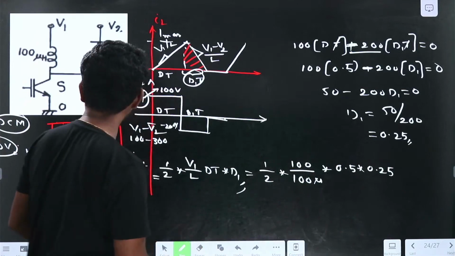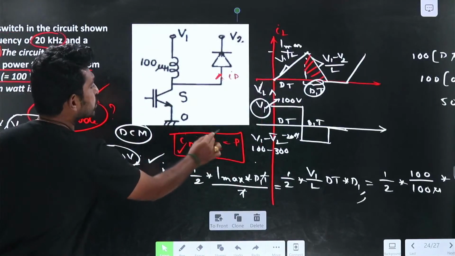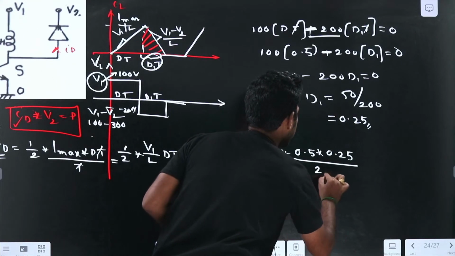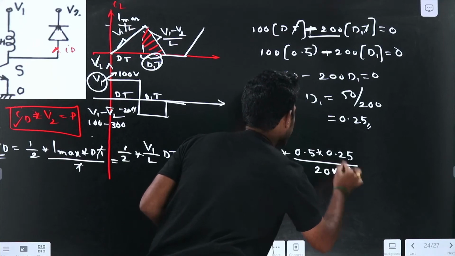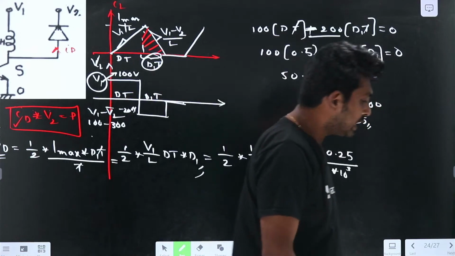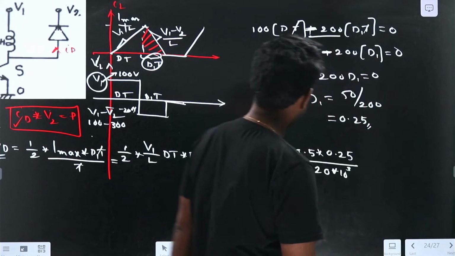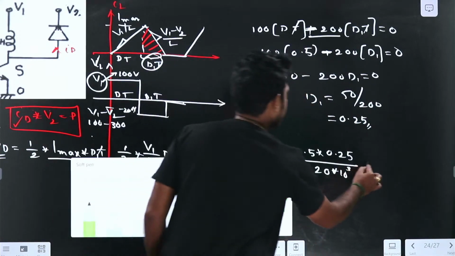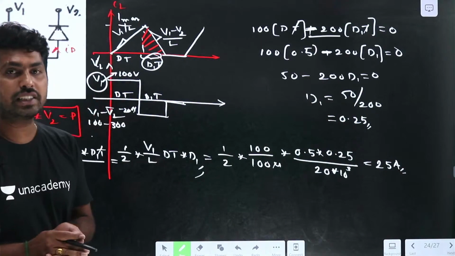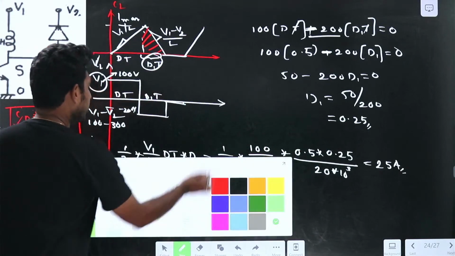Let us check what frequency is given. It is given as 20 kHz, 20 into 10 cube. Now if I find this, I will get the value as 25 amperes. So we have found the ID average. To find the ID average, we need to find the D1 value, and for that we used both of these waveforms.